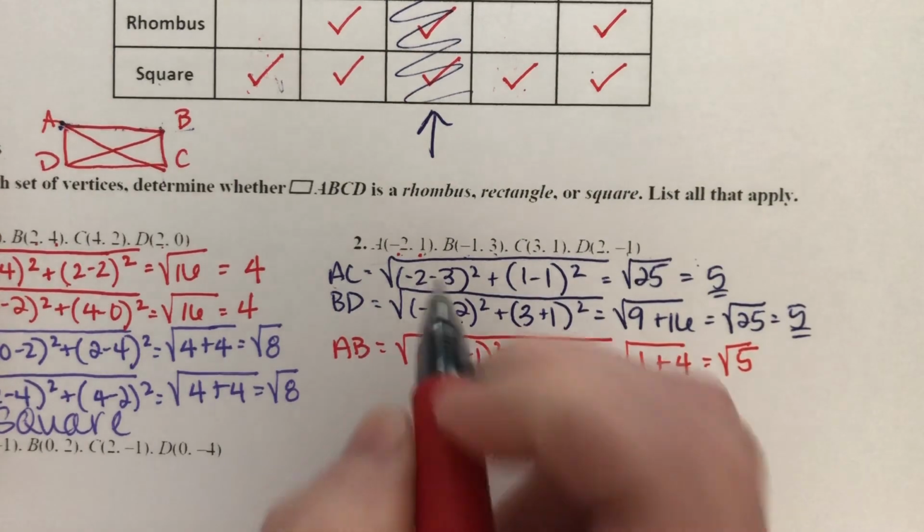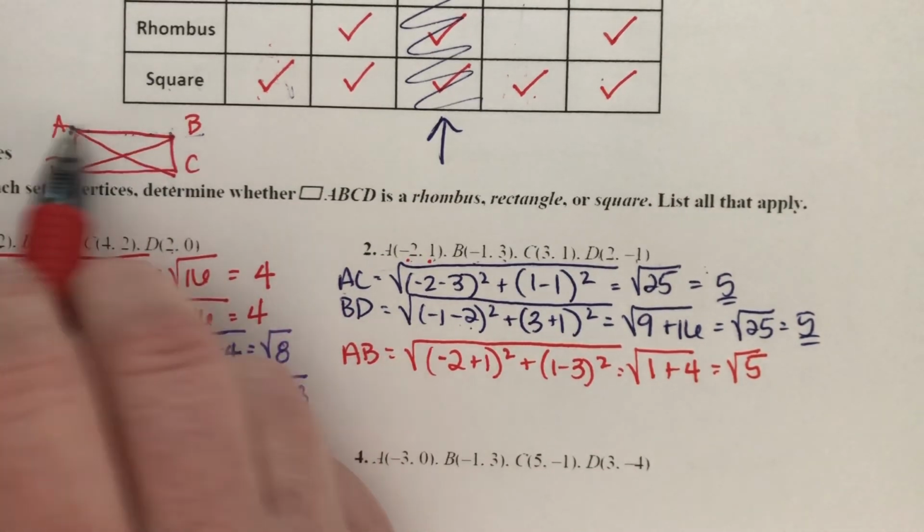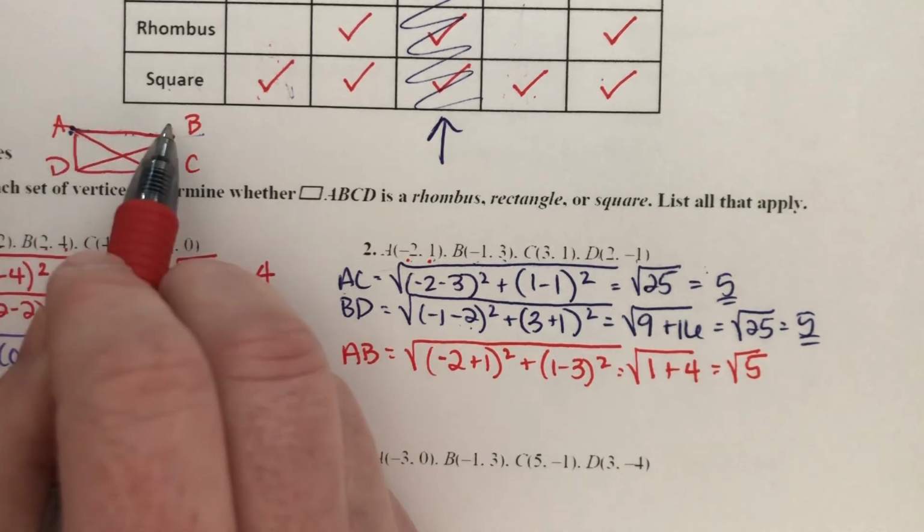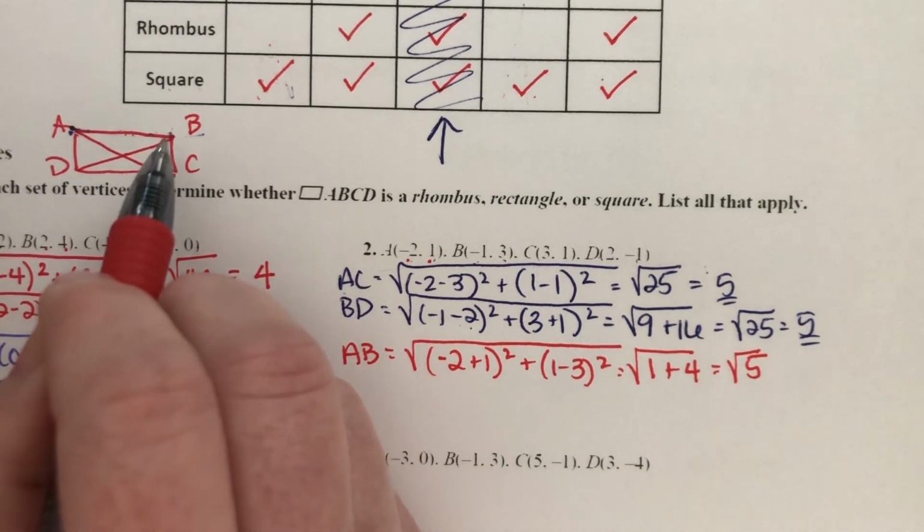Okay, I want to compare that to the side next to it. I've got AB. That's the length of AB. I want to compare it to this next side to see if they're the same. If they're the same, then it's a square, right? So here, BC.